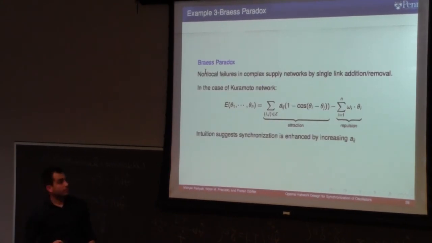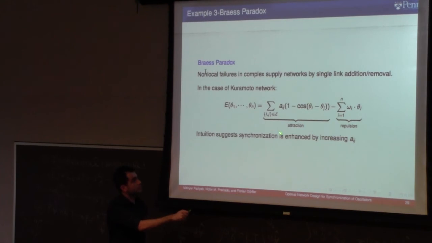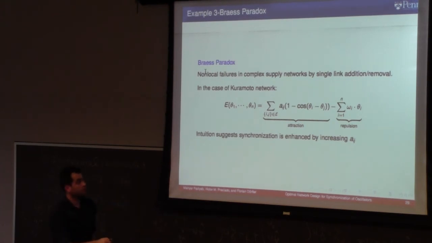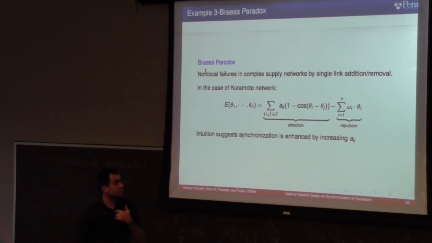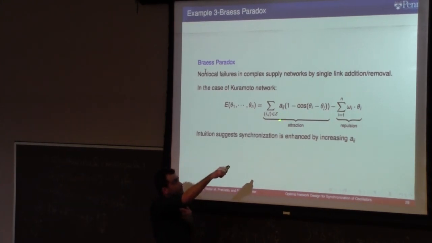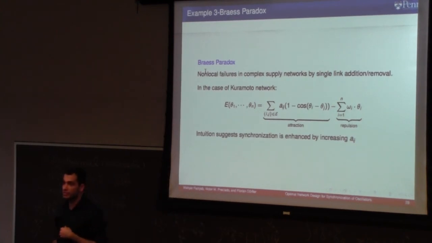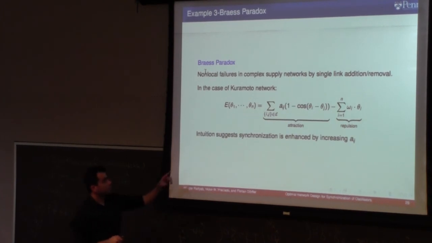And the last example is the Braess paradox. Braess paradox happens in many contexts, but in the context of power networks it is this. Recall that the energy function has two terms, an attraction term and a repulsion term, right? So this tends to synchronize the phases. This tends to drive away the phases. So our intuition says that if I increase the weights here, by increasing these a_ij, I'm going to get better synchronization, right? But this is not true.